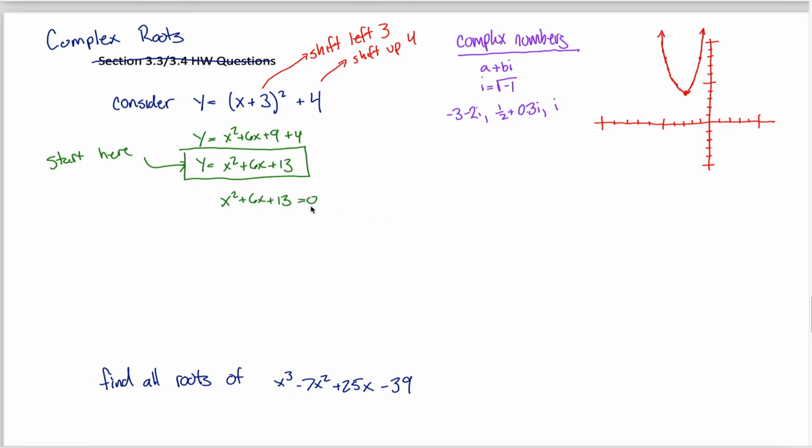Think about what we're doing right here. We're making the y value equal to 0. We're looking for when this graph has a y coordinate of 0. And you're like, that's not going to happen. I can see clearly from this graph that that's never going to happen. That's not true. This graph only shows you the real numbers. It doesn't show you the complex numbers.